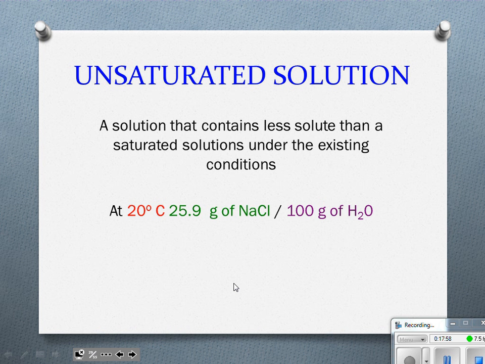You could tell me how much, right? How much more salt could I dissolve there? 10 more grams. So I could still dissolve more into this solution. So that is what we call an unsaturated solution.